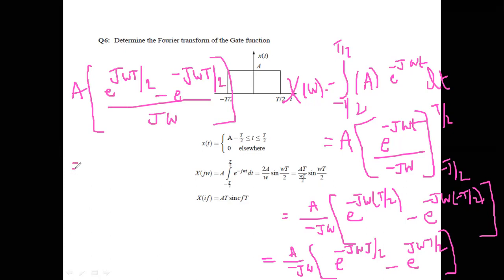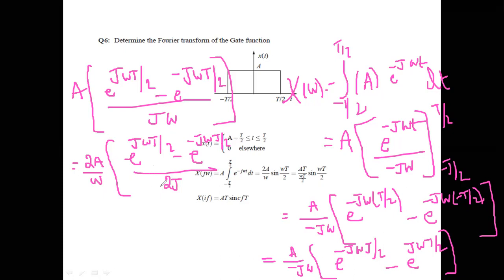Okay, so multiply and divide with the 2. 2A by ω, and this is 2j, e^(jωT/2) minus e^(-jωT/2) whole divided by, here the j is there. Now I can multiply the 2 to get cancelled, jω 1. So see, this is in the form of the sine function. 2A by ω and it is sin x.